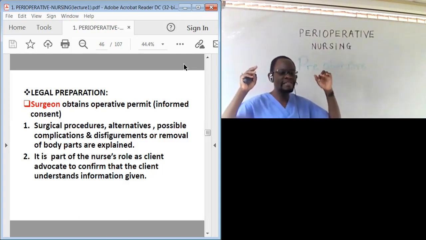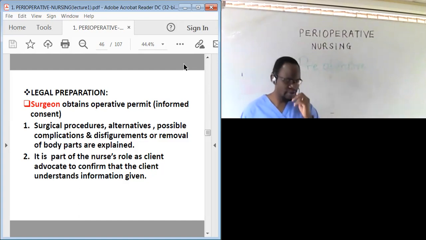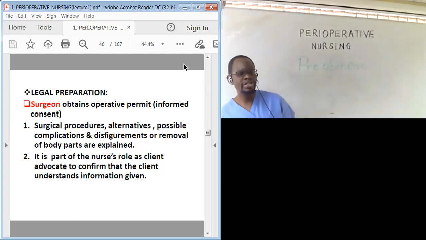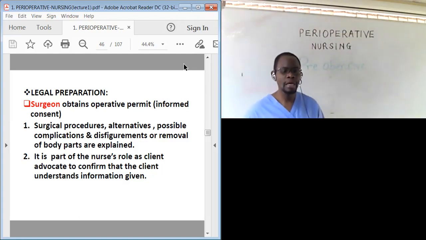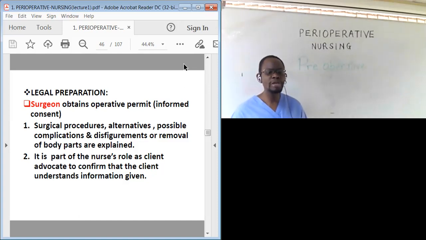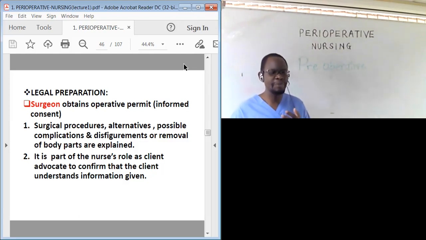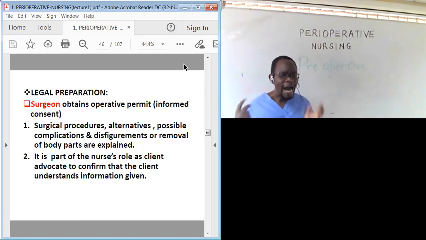As far as the procedure is concerned, in the presence of the nurse, and what is involved as far as the consent is concerned: the surgical procedure itself, what the surgeon is going to do. What are the possible alternatives? If the surgery is not done, what else can be done? How beneficial would those other possible alternatives be? Then, what are the possible complications of the surgery?